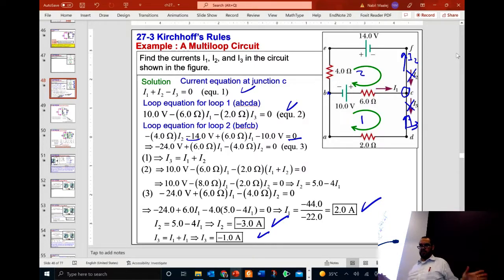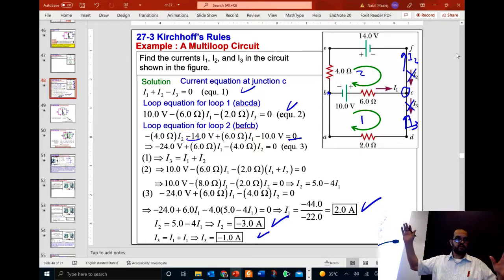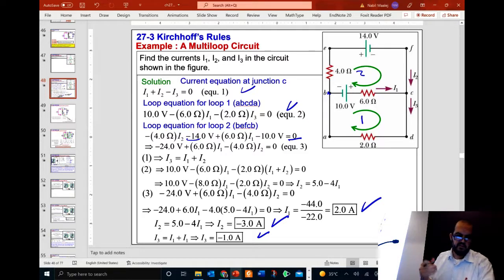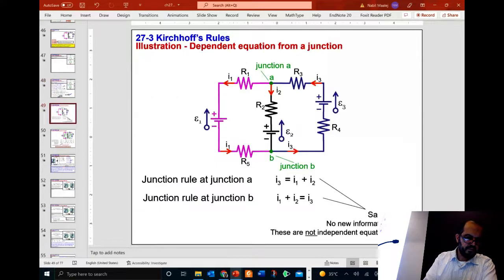So after you have finished the solution, if you find negative numbers for your currents, you can correct that. Okay, clear? Any question about Kirchhoff's loop and junction equations? If you know this, you can solve any simple circuit that has linear components. Obviously in electronics you can have non-linear components like diodes and transistors and so on.